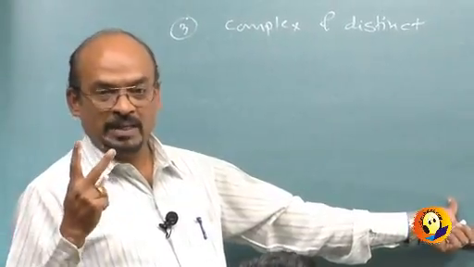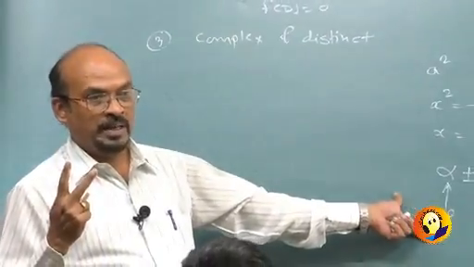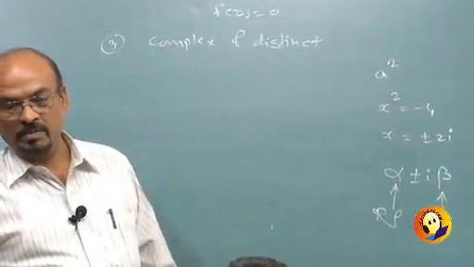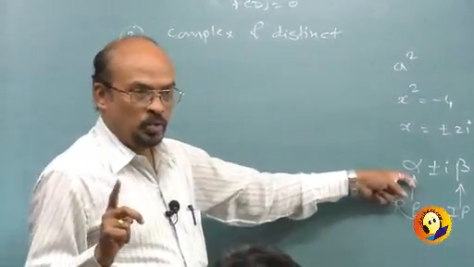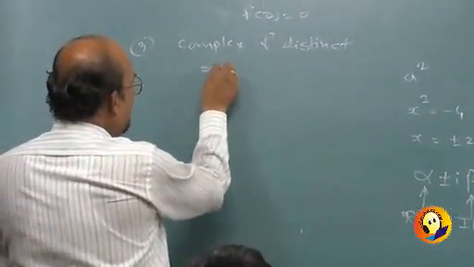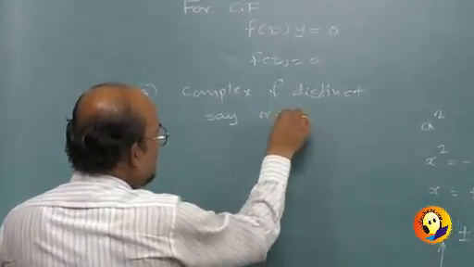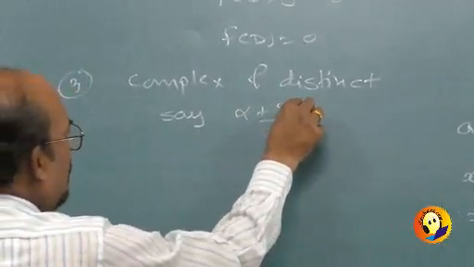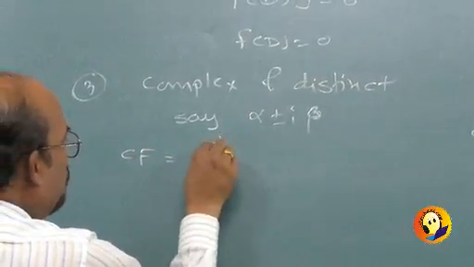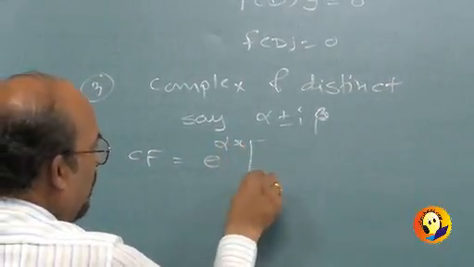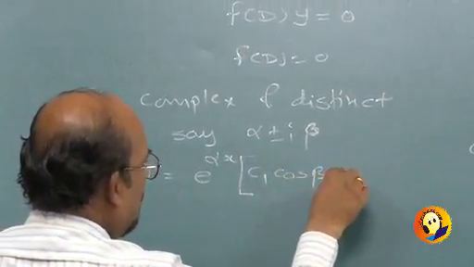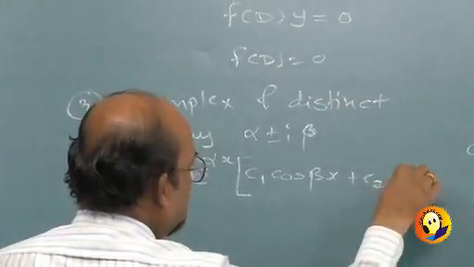What does our formula say? What are we talking about right from the beginning? For every root there will be one constant. So if these are 2 roots, and I am saying roots are complex and distinct, say alpha plus or minus i beta, then CF is given by e raised to alpha x, that is e raised to real part into x, into bracket c1 cos beta x plus c2 sin beta x.